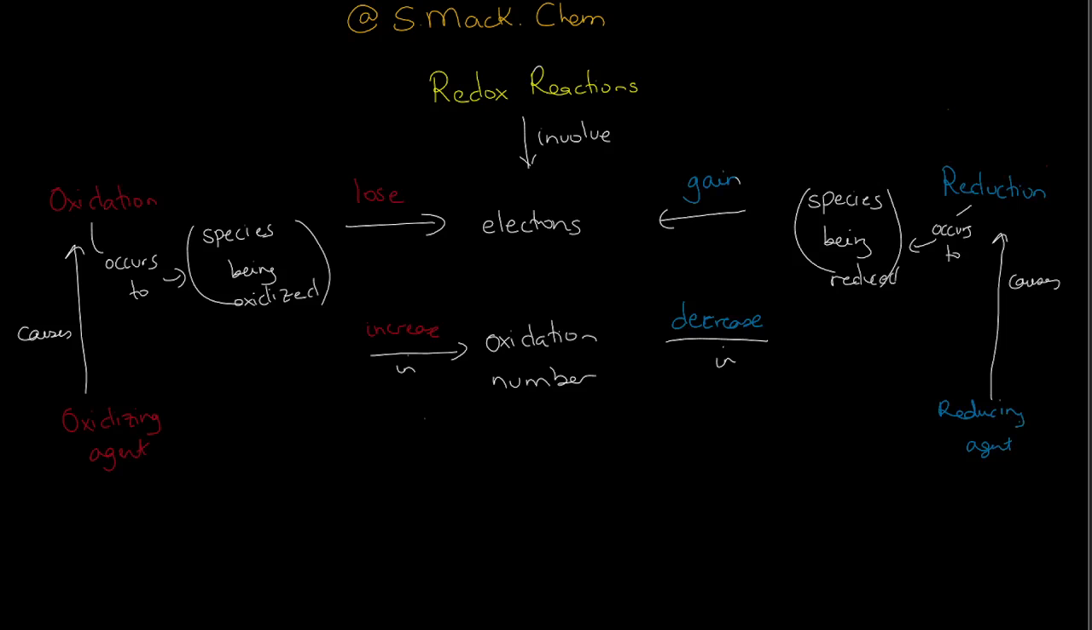There are oxidizing agents such as acidified potassium manganate and acidified potassium dichromate in the lab, and there are reducing agents such as aqueous potassium iodide and iron(II) sulfate. And oxidizing agents can be used to test for a reducing agent, and a reducing agent can be tested for using an oxidizing agent.